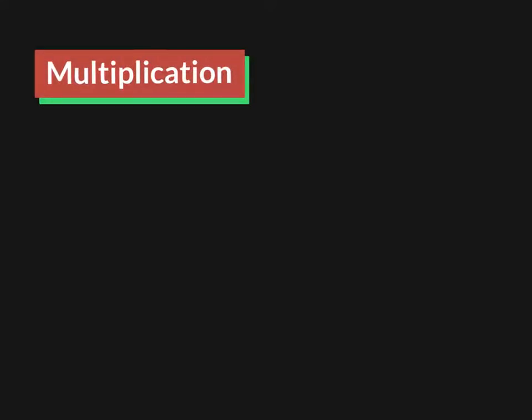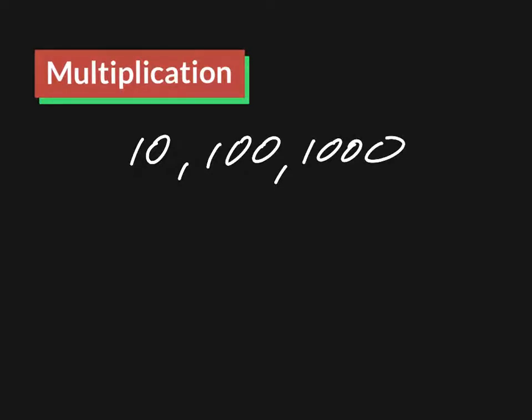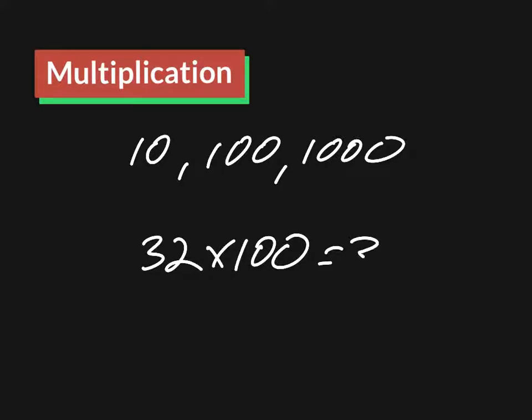One final tip to remember when you're multiplying whole numbers is if you're multiplying by 10 or 100 or 1,000 or so on, all you have to do is add zeros to the whole number. So for example, 32 times 100 is going to be 32, and then there are 2 zeros. 3,200 is the answer.